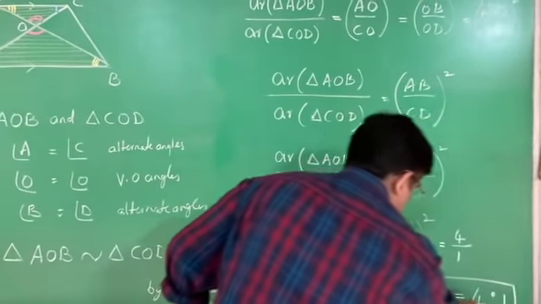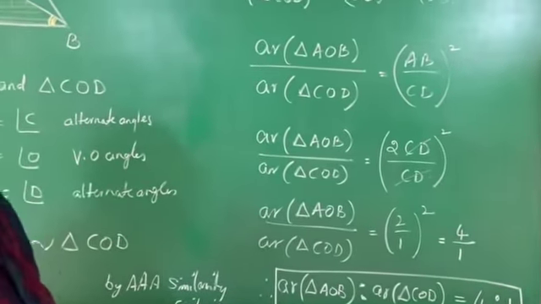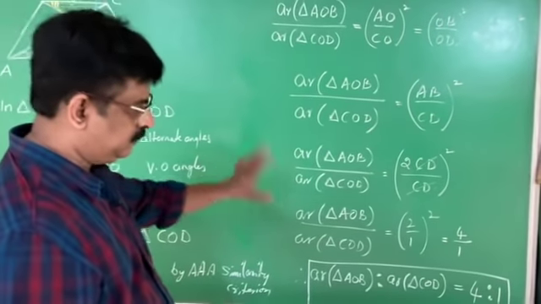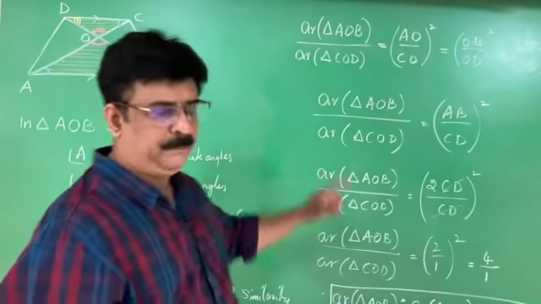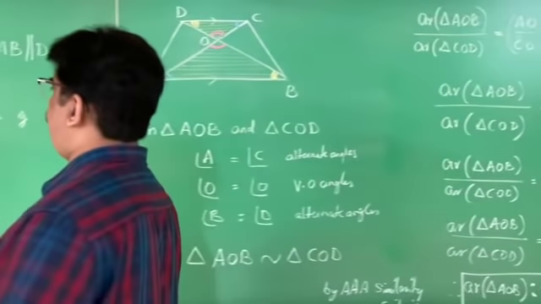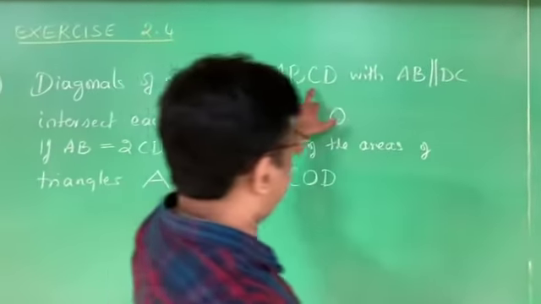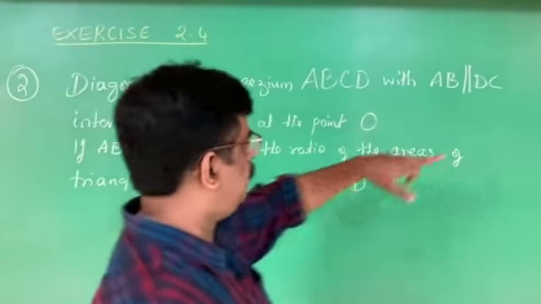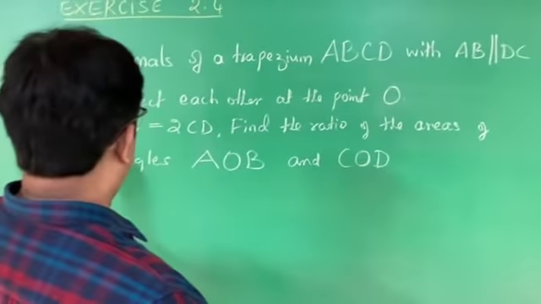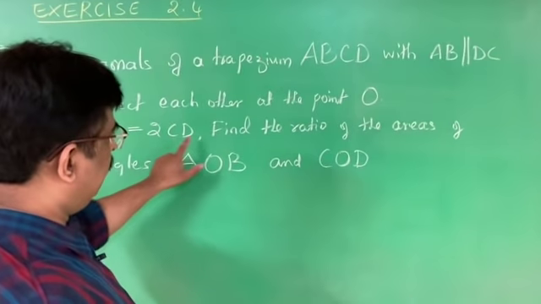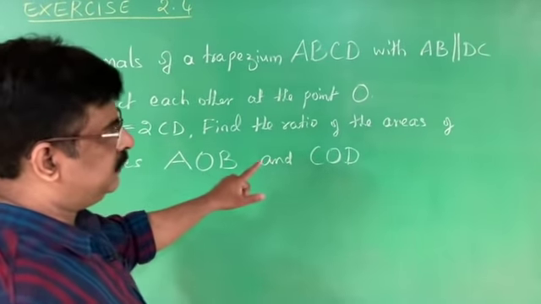Very important problem. Many number of times they are given in the public examination. There are two different types of problems in this same type of arrangement of problem. I repeat the problem once again. The problem is like this. Diagonals of a trapezium ABCD with AB parallel to CD intersect each other at the point O. If AB is equal to 2CD, find the ratio of the areas of the triangles AOB and COD.